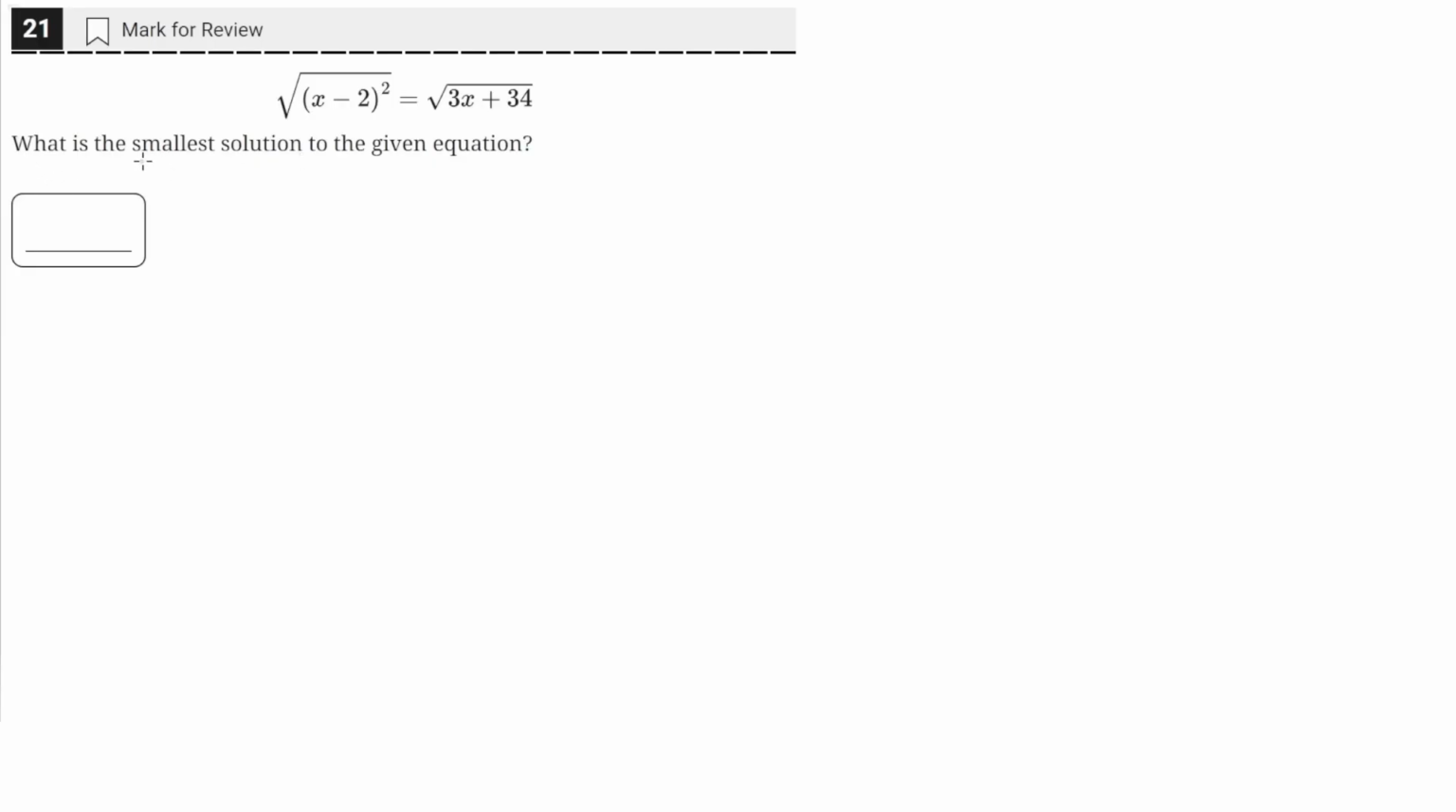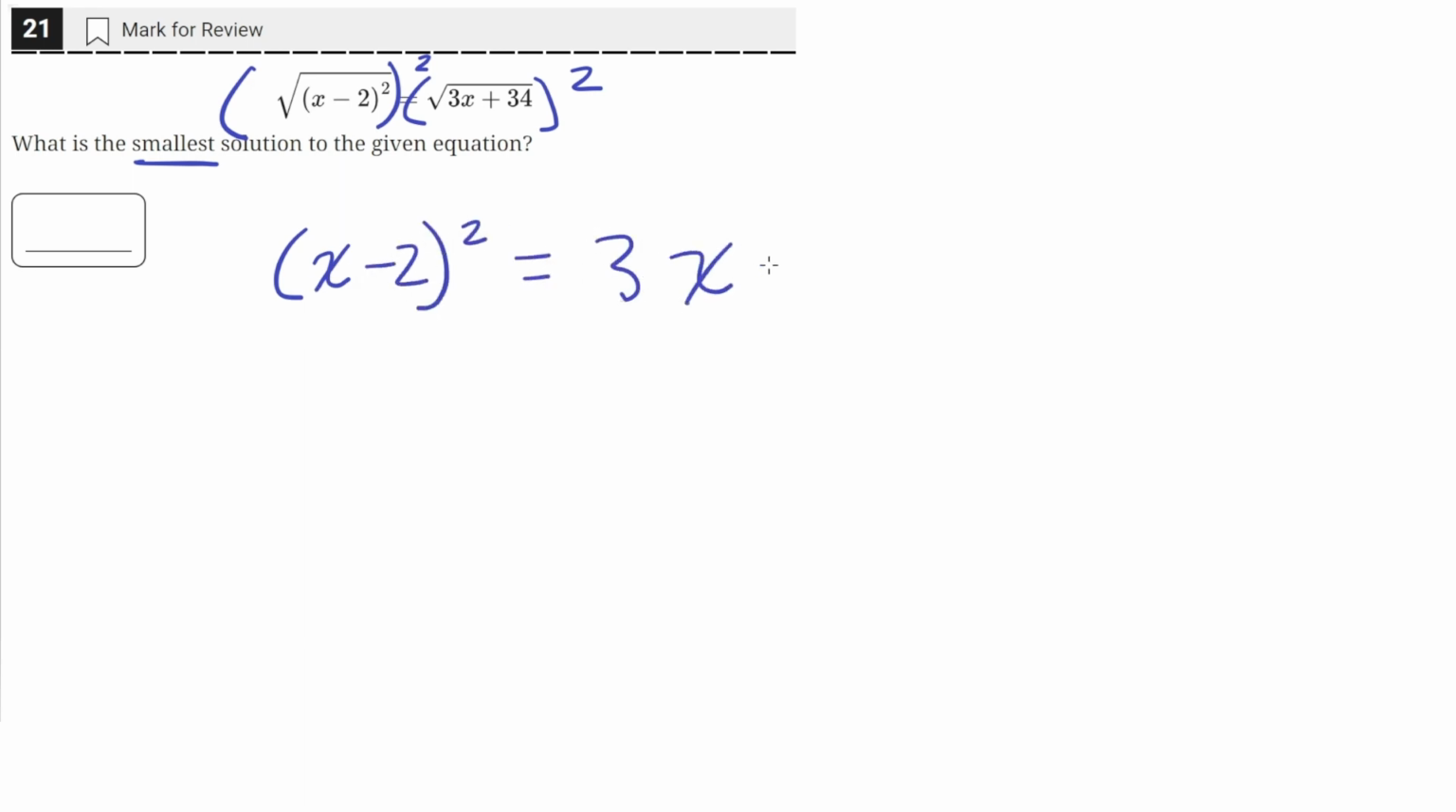What is the smallest solution to the given equation? So we have this equation here, and the first step we can do is to get rid of the square roots, and we can do that by squaring both sides. So when we square both sides, like this, it'll get rid of the square roots. So we'll just be left with what's inside. So we'll have x minus 2 squared on the left, and 3x plus 34 on the right.